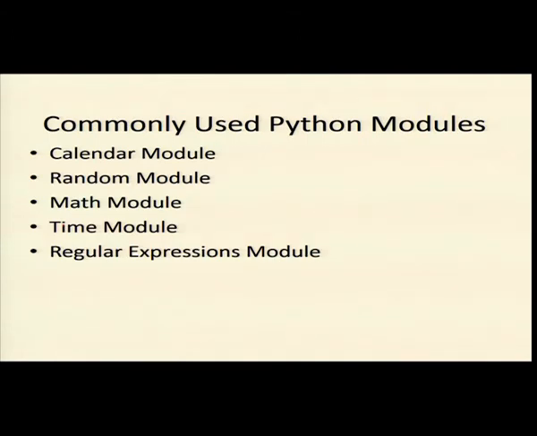Now, let us see the commonly used Python modules. We have the calendar module to display the calendar, the month, the date, the day, the timestamp, and so on. The random module to display random numbers between 0 to 50, between 0 to 100, and so forth. The mathematical module, as we have seen, has functions to calculate the square root of 25. What is the square root of 25? The answer is 5. The time module is used to find the local time, the system time, and to get the timestamp.